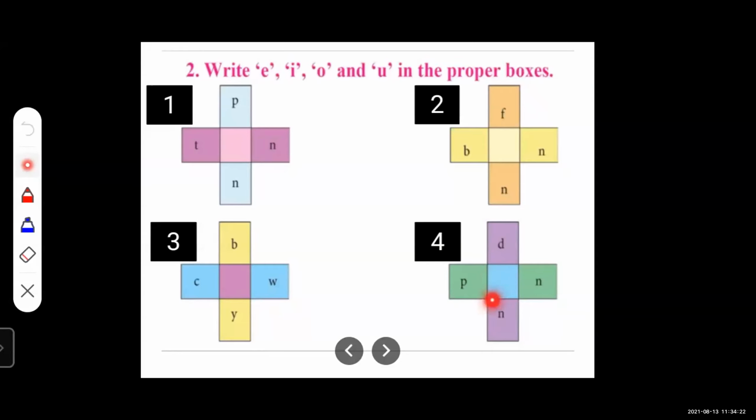Which vowel is remaining here? D-E-N, P-E-N. Which vowel can we put here? Correct. You stopped because you were not asked. Okay, the answer is right. We can put E here. So D-E-N, den, and P-E-N, pen. Very good. Let's see with the pictures.